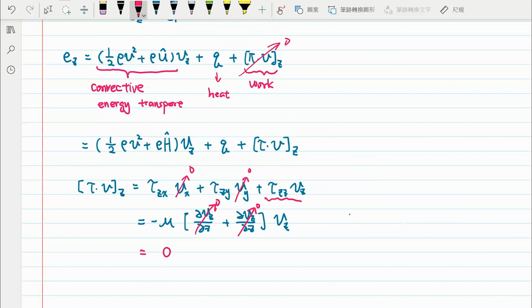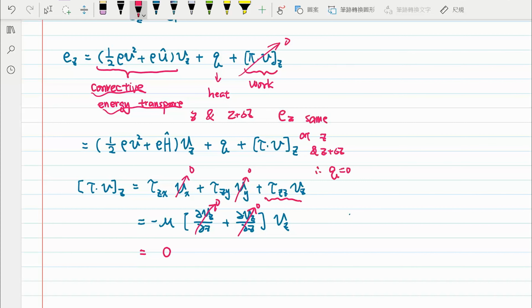And if you look at the convective energy transport at z and at z plus delta z, there should be no difference. So basically, Ez is going to be the same at z and z plus delta z. So obviously there's going to be no heat associated. So Q would also be 0.